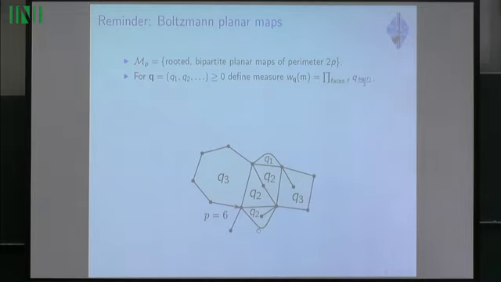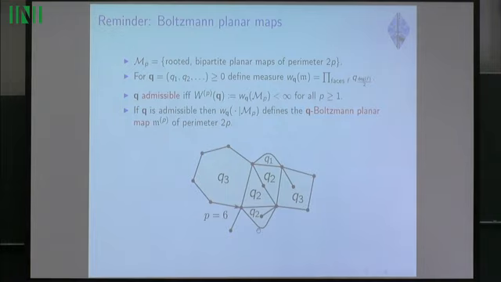And he took a sequence of weights q_1, q_2, etc., which are all non-negative, and defined the measure W of some planar map M to be a product over all faces of the weights associated to the faces, with the index being equal to half the degree of the face. A weight sequence is called admissible if the total weight on all possible planar maps of fixed perimeter is finite. In that case, one can normalize this measure to a probability measure on this set. And that's what we call the q-Boltzmann planar map of perimeter 2p.